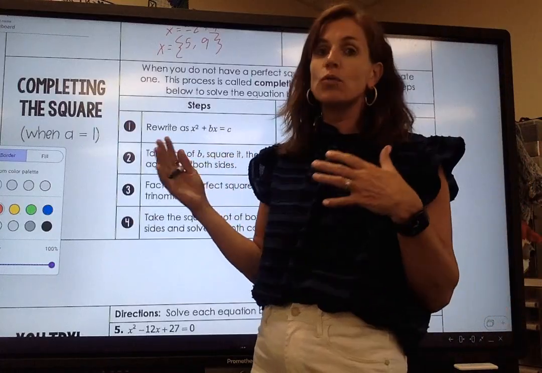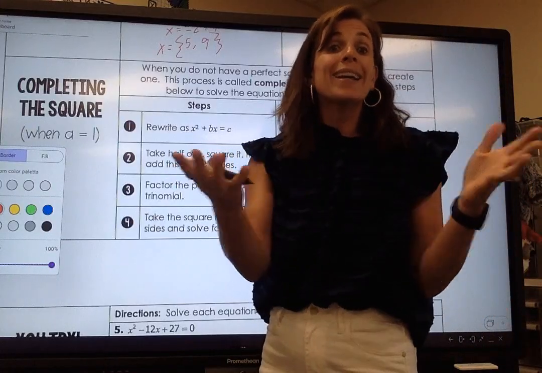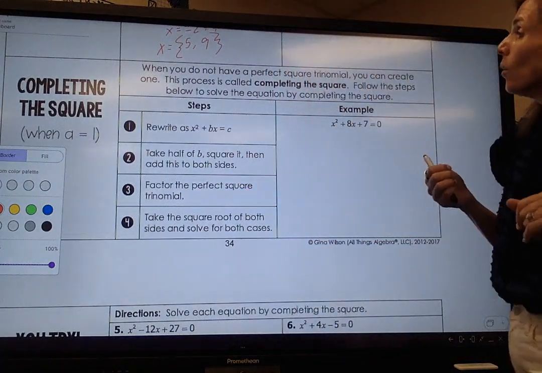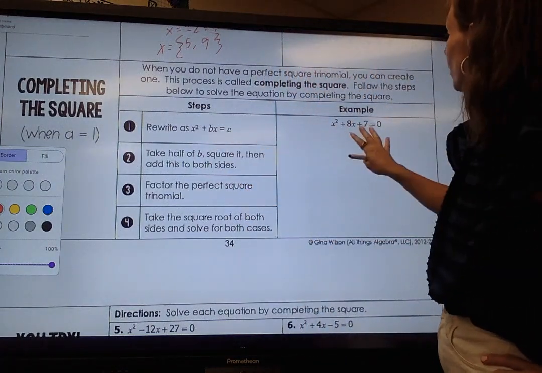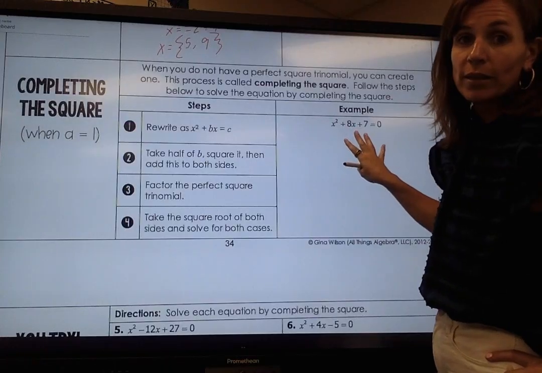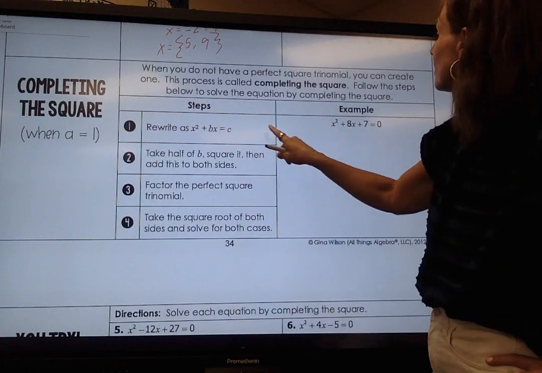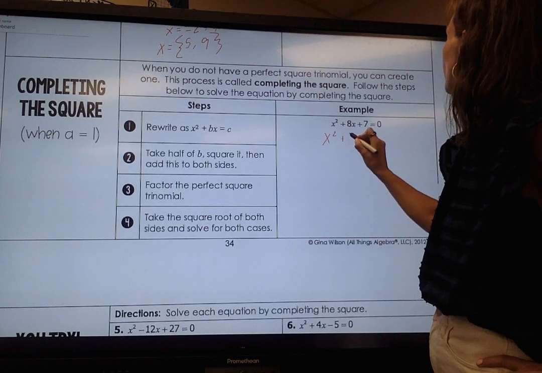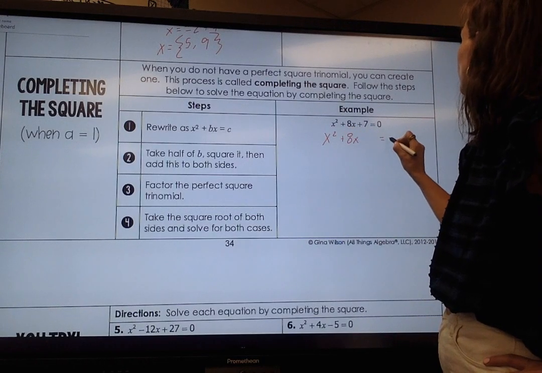But what happens if you don't have one? You can create it. You can absolutely create it. And here's what we do. We're going to rewrite my quadratic term if it's given to us in standard form, and we're going to put the c value on the right-hand side. So that gives me x squared plus 8x equals negative 7.